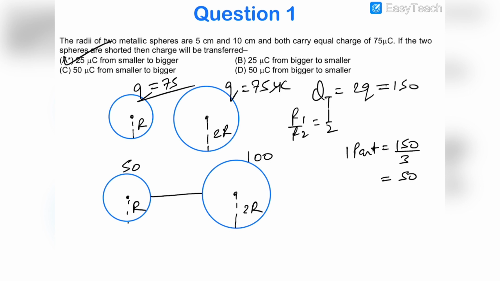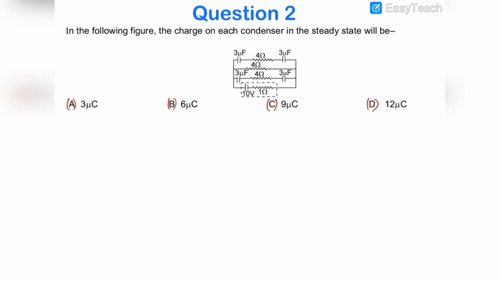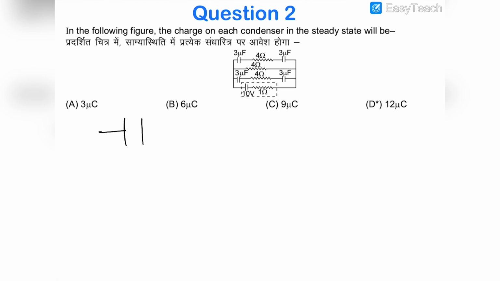Now we move on to the next question. In this question we have to find out the charge on each capacitor in the steady state. Now you can see easily that if I redraw the diagram, then in the steady state the branches which have capacitors would not be having any current flowing through them. So there is no current through this branch, and therefore this 4 ohm will have no significance in the circuit.